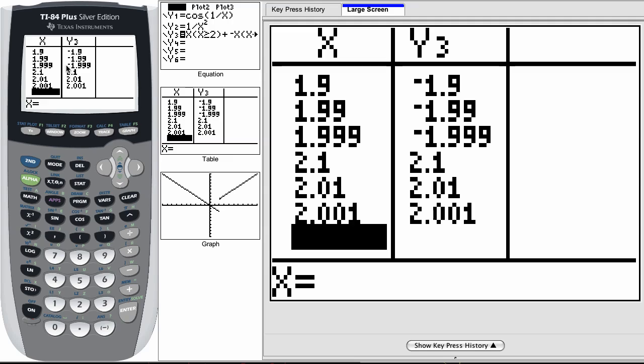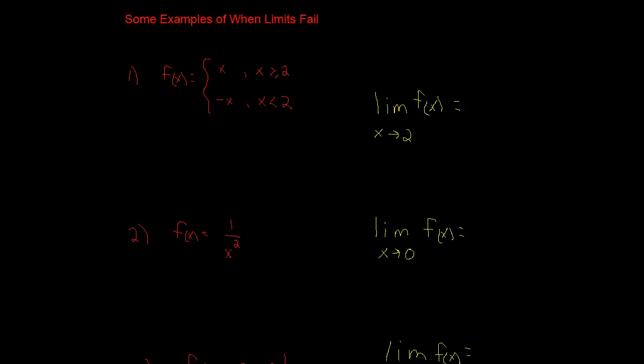So clearly the left-handed limit, which looks like negative 2, does not equal the right-handed limit, which equals positive 2. So we would then write in our limit statement, what does it equal? Well, it doesn't equal anything, because the right-handed limit and the left-handed limit don't agree with one another, so we could say does not exist.